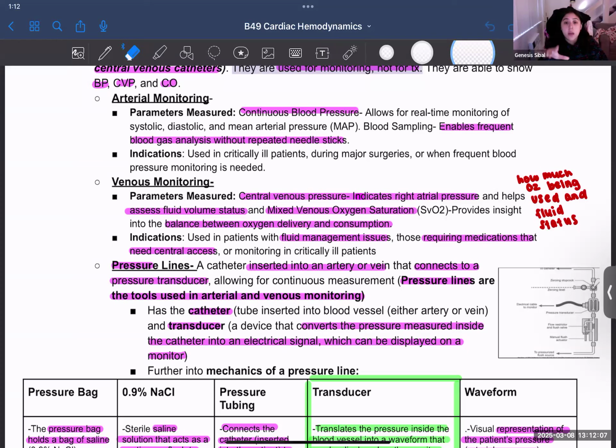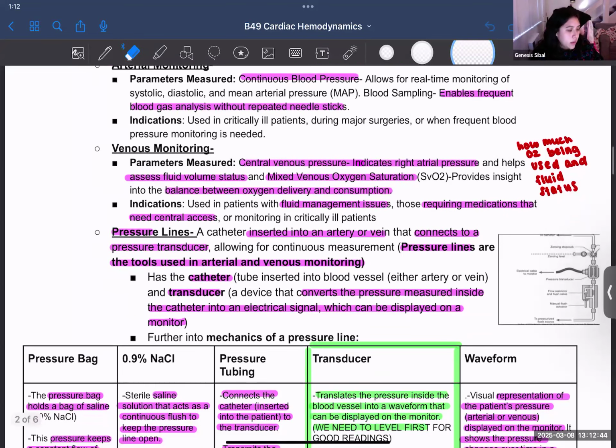And then additionally, when we're talking about pressure lines, that's where I think it gets a little bit confusing. A pressure line is basically a catheter inserted into an artery or a vein that connects to a pressure transducer, and we'll talk about that, allowing for continuous measurement. Pressure lines are the tools used in arterial and venous monitoring. They're used for both. Venous monitoring is more for overall fluid volume status. Arterial monitoring is looking at blood pressure, which does help you see fluid volume status, but it's not as specific as venous monitoring, which specifically tells you your fluid status. Okay, so let's move on.